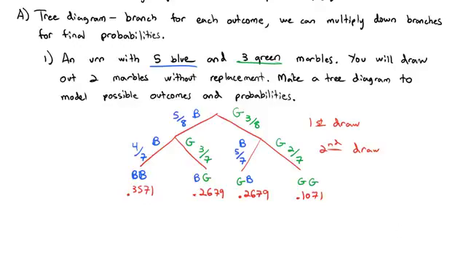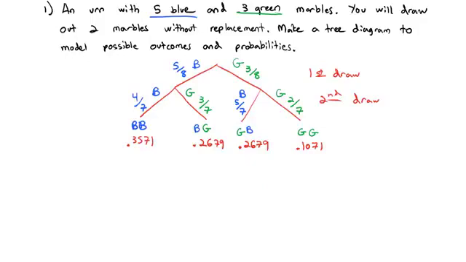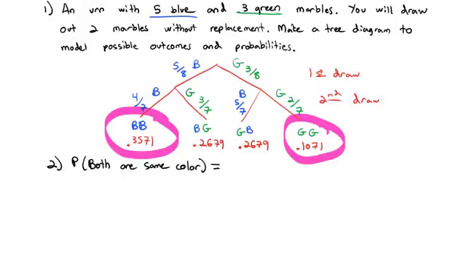And now we see all the different possible probabilities for drawing 2 marbles out of this urn without replacement. And we can use that table to find things like the probability that both are the same color. Well, both the same color would be a blue-blue or a green-green. And then we subtract the overlap, but there's certainly no overlap with blue-blue and green-green. So we'll just add those together.